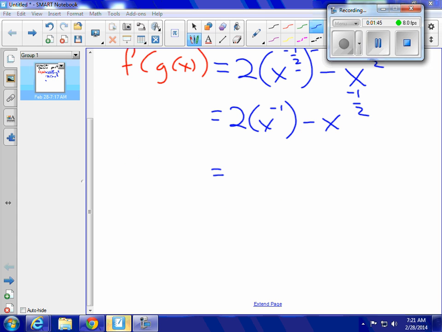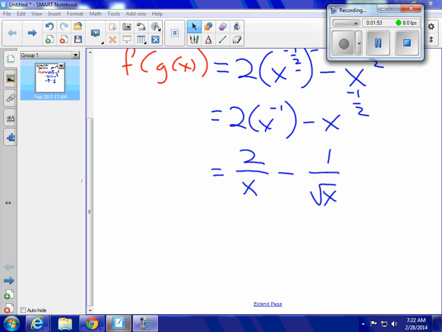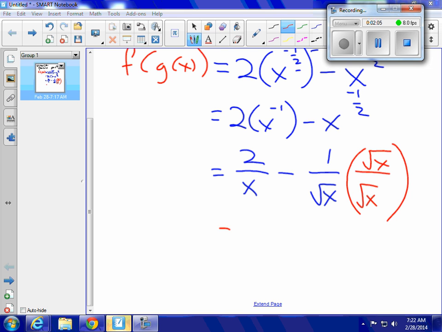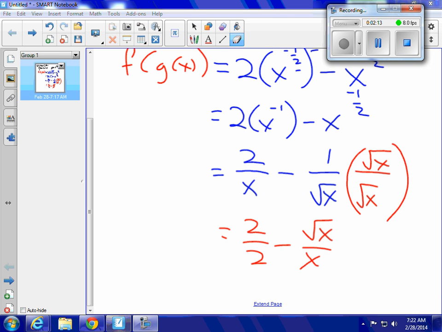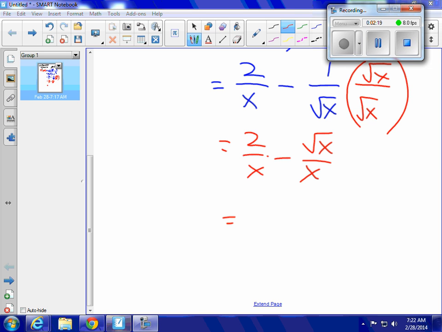So I'm going to write that a little bit differently. I'm going to write that 2 over x minus 1 over the square root of x. And if I want to combine that even a little bit more, I'm going to find myself a common denominator, as well as rationalize the denominator of my last term. And so I get 2 over x minus the square root of x over x. Sorry, I wrote 2 over 2 even though I said 2 over x. So my answer is 2 minus the square root of x divided by x.